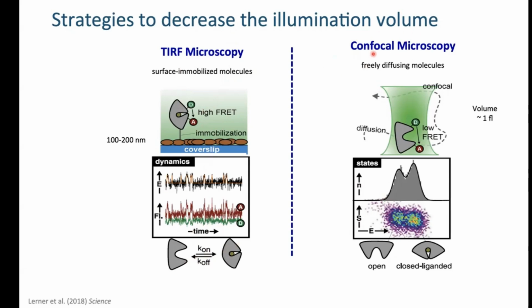And we also have the confocal setup, in which the illumination volume is around 1 femtoliter, in which we don't require immobilization, and just look at freely diffusing species. And in this case, what you get is these histograms of the distribution of FRET efficiency that give information about multiple conformational states, as shown here.